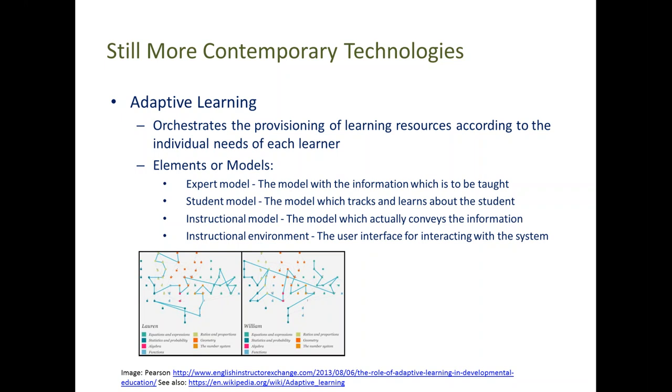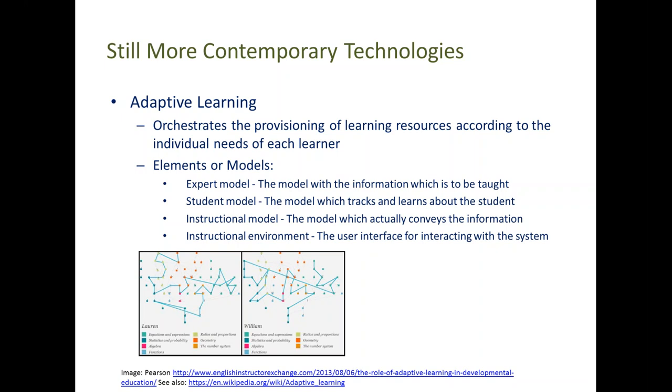But as you can see, we have two paths here, one for Lauren and one for William. And the two paths through the material are actually very different. They have different starting points and different endpoints. And they don't even need to touch on all of the individual concepts. They just need to touch on the stuff that they need, although they have to at least get through the same basic or core prerequisites.